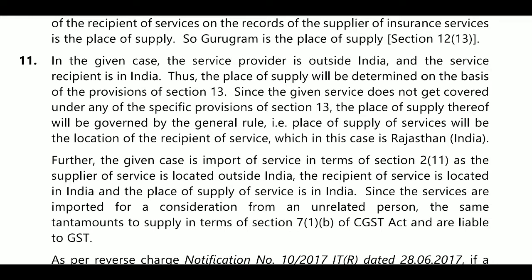There are some transactions where the place of supply is specified. If the transaction is not specified, then we will go for the general rule. The general rule under section 13 will always be the location of the recipient. In case of section 12, the general rule will be a bifurcation, that is B2B or B2C. In case of B2B, it is the location of the recipient.